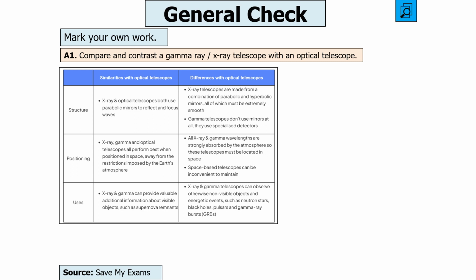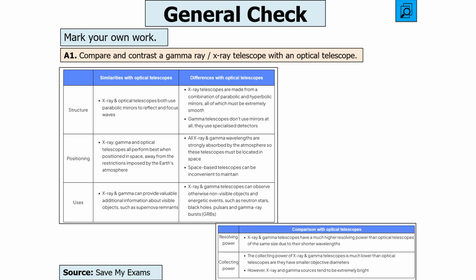In terms of position, X-ray, gamma ray and optical telescopes will all perform best when positioned in space or away from anything to do with the Earth's atmosphere. Because all X-ray and gamma ray wavelengths are strongly absorbed by the atmosphere, so again they should be located in space. But again, these types of telescopes are difficult to maintain and to repair. In terms of uses, X-rays and gamma rays can provide additional information about visible objects such as supernova remnants, and can observe non-visible objects in very energetic events such as neutron stars, black holes, pulsars and gamma ray bursts.